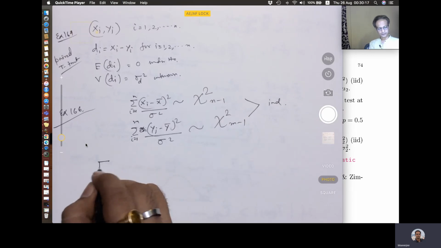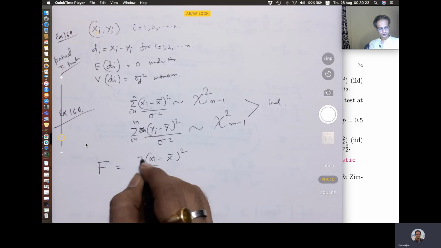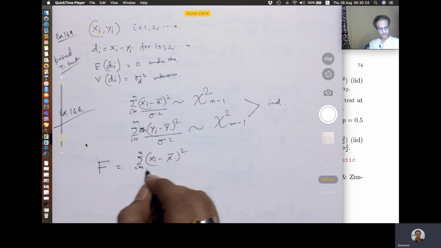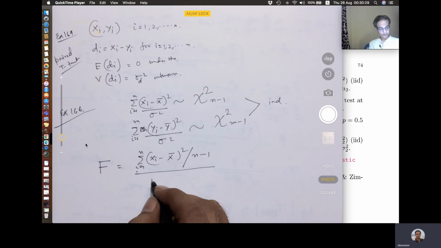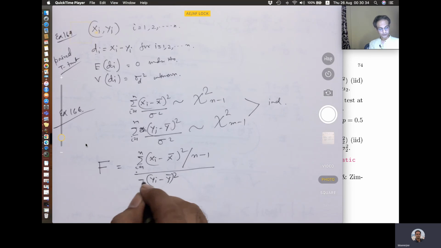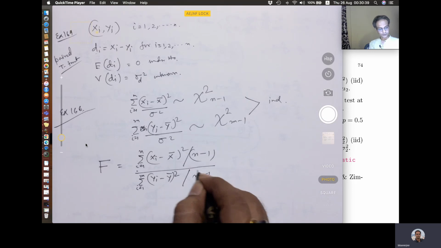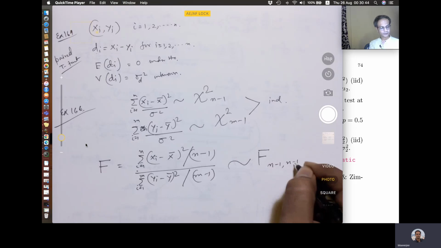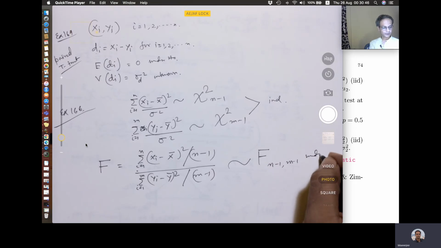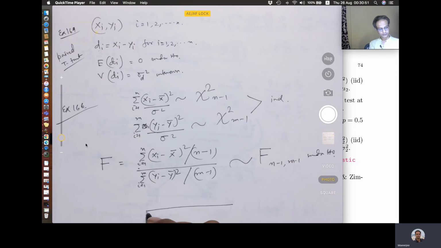So if you consider a statistic, sum of xi minus x bar whole square, i running from 1 to n, divided by n minus 1, over sum of yi minus y bar whole square, i running from 1 to m, divided by m minus 1. This is supposed to follow F with n minus 1, m minus 1 degrees of freedom under h naught, and you will have an upper tail test.